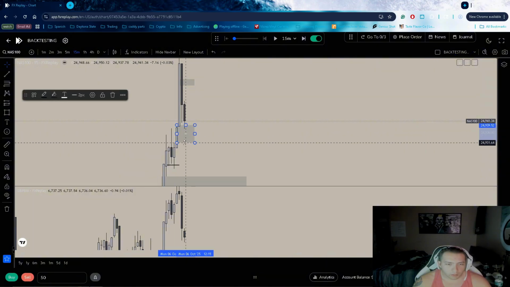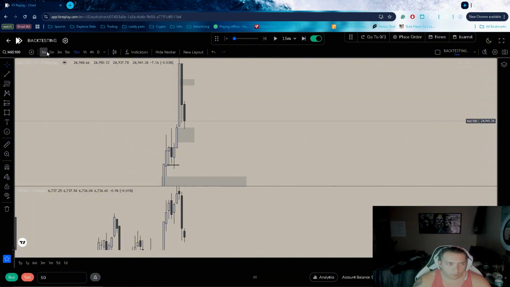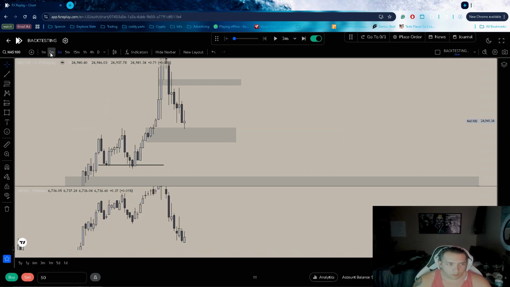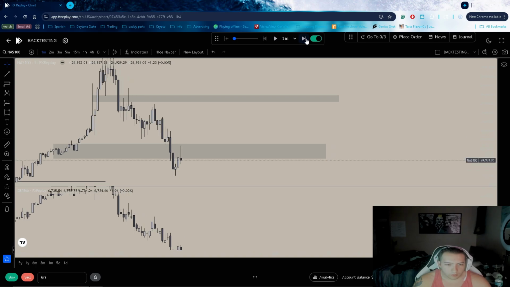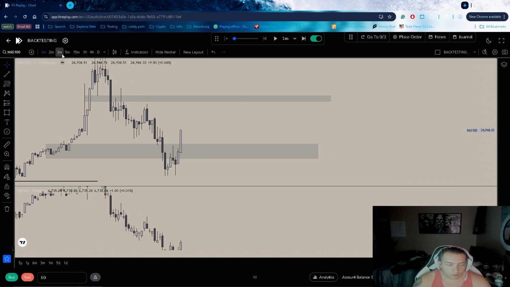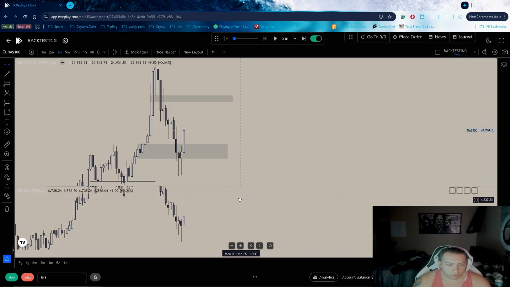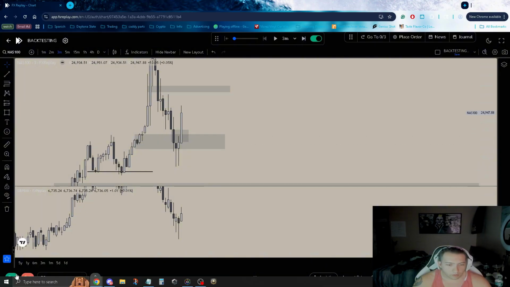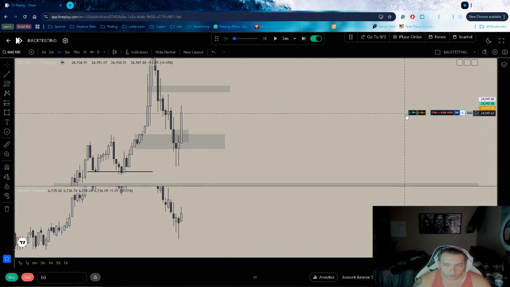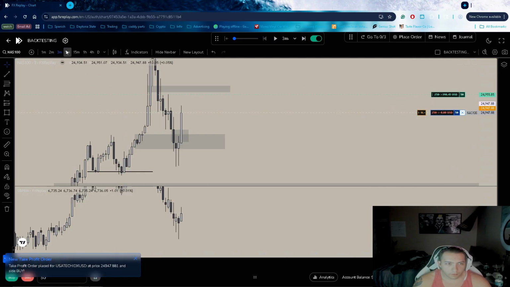Price comes in and taps into this 15 minute fair value gap. Could be a 30 second trade here, but obviously I don't know. Take this. Take profit at the unfilled 5 minute, which is right here. Stop loss, these lows. But it is 11:30. It's not my favorite time to trade.